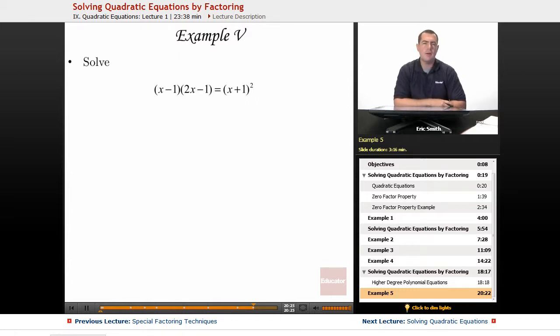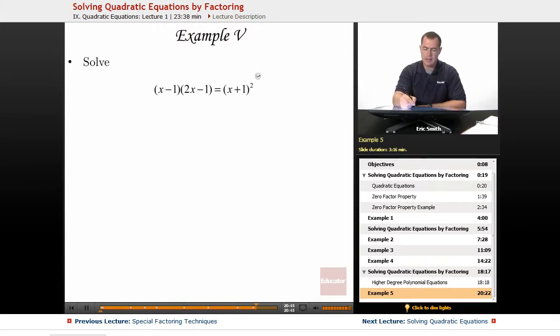Let's try out everything we've learned with factoring to see if we can tackle one more problem. And this one's quite large. This one involves an x minus 1 multiplied by a 2x minus 1, and all of that is equal to an x plus 1 squared. So it kind of looks like it might be quadratic. After all, I do have something squared in there.